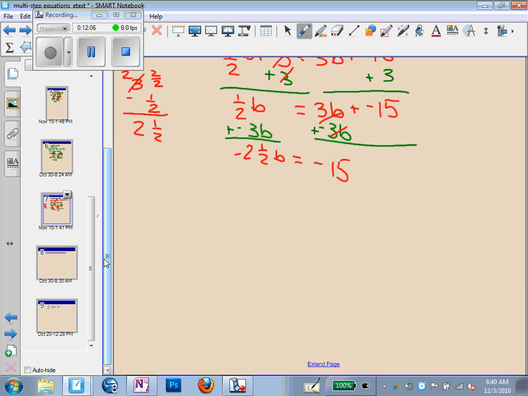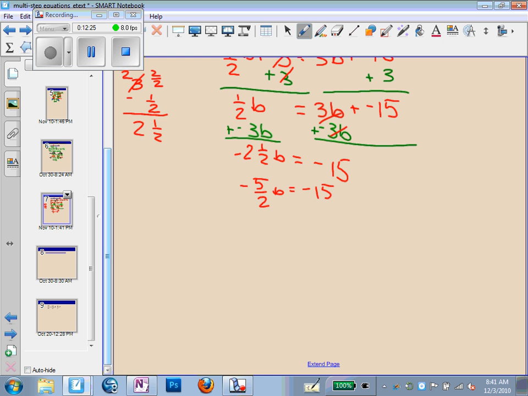Well, we have to have not a mixed number in order to do that, to know what the numerator and the denominator are. So we have to change negative 2.5 to an improper fraction. So that's negative 5/2 b equals negative 15.